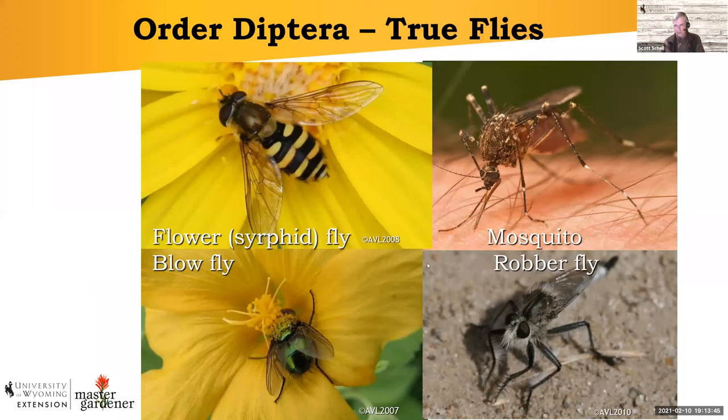There's also some beneficial ones, certainly the flower flies that often mimic the coloration of wasps. They are very important because they can provide pollination services, and their larvae are predatory on soft-bodied insects such as aphids for the most part. Even some of the ones that we may not like too much, like blowflies, can be good pollinators.